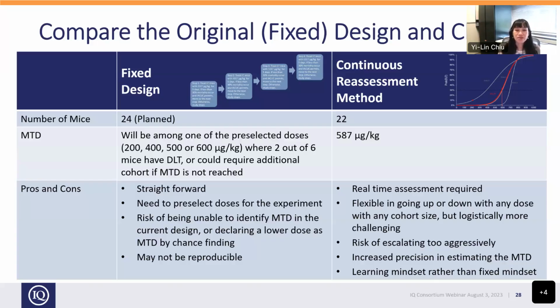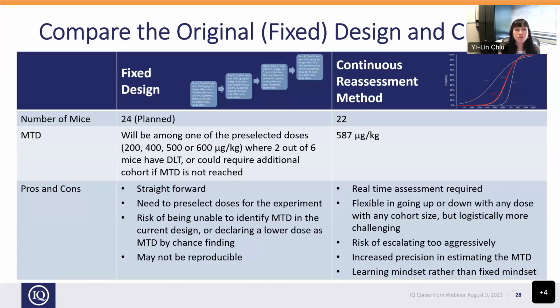So the pros and cons. Certainly the fixed design is more straightforward. It needs to pre-select those doses, but that also means it's pretty transparent, and preparing the doses is also a little bit easier, right? But the risk is not being able to identify MTD, or declaring a lower dose because of a chance finding, or maybe MTD is not among any of those pre-selected doses. And the biggest problem in my mind is that it may not be reproducible.